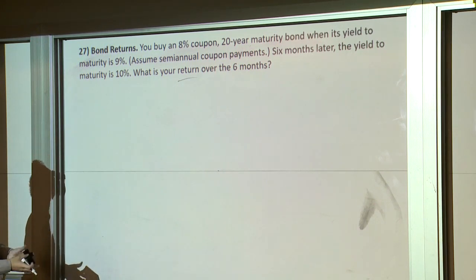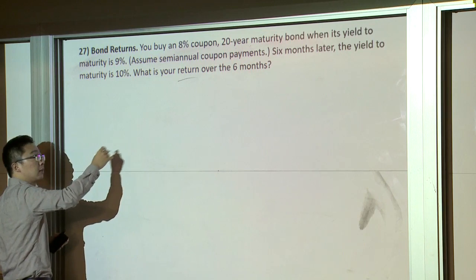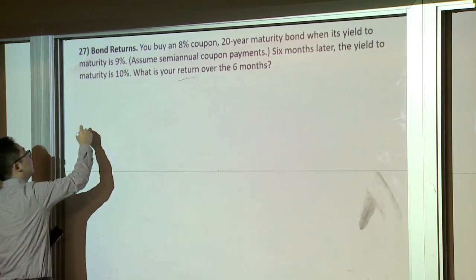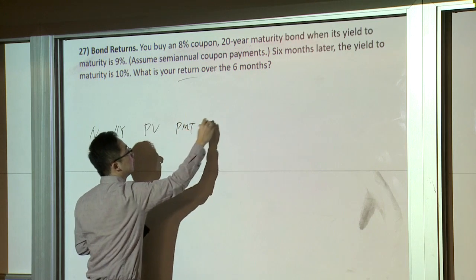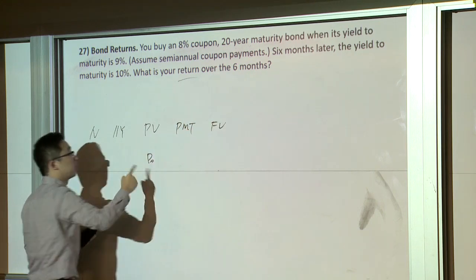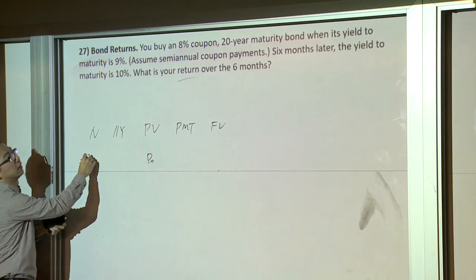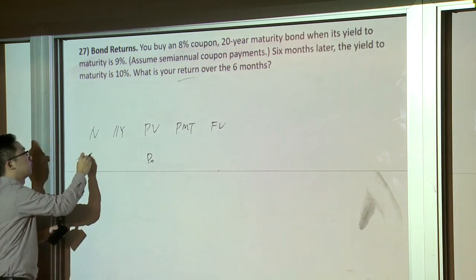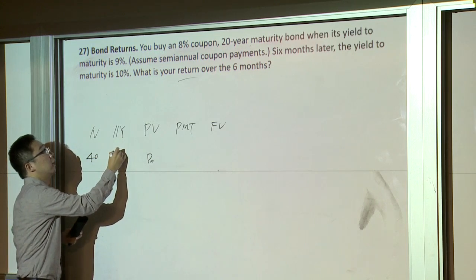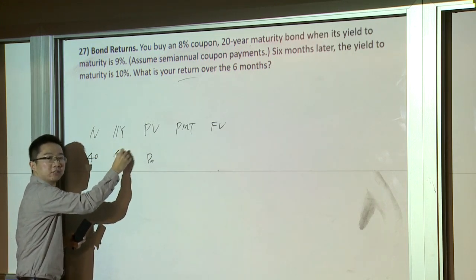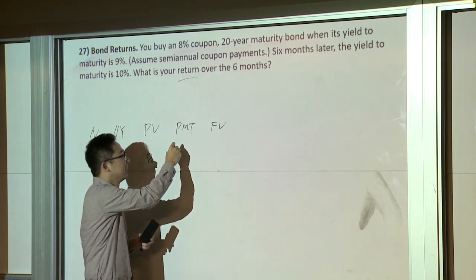First, we need to get the prices, the purchase price and selling price. So the purchase price, let's call that P0. So N, IY, present value, PMT and future value. 20 years to maturity, so N is 20. Is it annual compounding? Semi-annual compounding. So N is 40, right? And the IY is 4.5, right? 9 divided by 2. And PMT is?